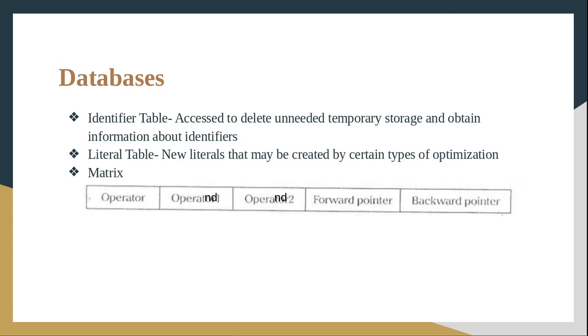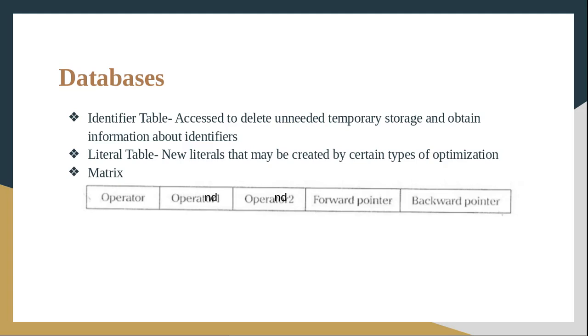So it is accessed to delete unneeded temporary storage and obtain information about identifiers. When we are doing the optimization, we need to get the information about the identifiers. For that purpose, we will be referring to the identifier table. As well, when we are optimizing the code, we need to remove some temporary storage or temporary results. At that time we have to modify our intermediate table. We have to delete that particular entry from the identifier table. So for that purpose also, we will be accessing the identifier table in this optimization phase.